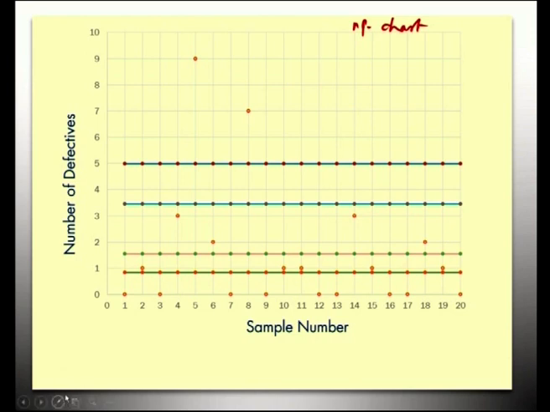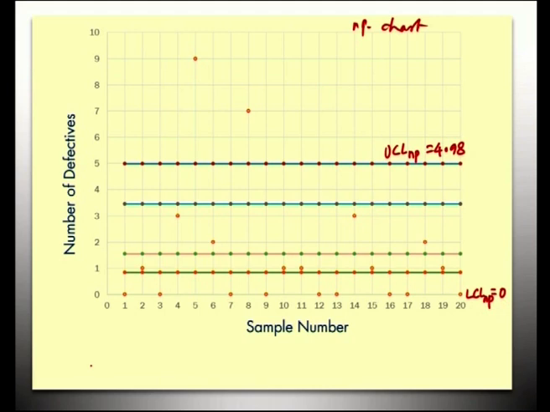Then we draw the UCL of NP. UCL of NP is equal to 4.98 and it is drawn just below 5, since 4.98 is actually rounded up to 5. This is UCL of NP, 4.98, and then this particular line here is LCL, that is LCL of NP is equal to 0.